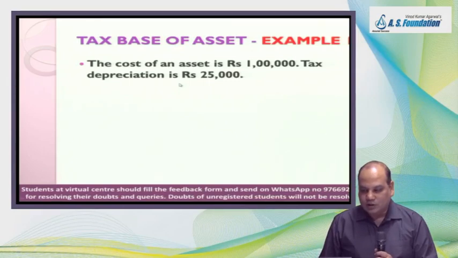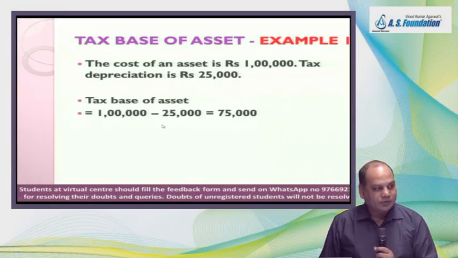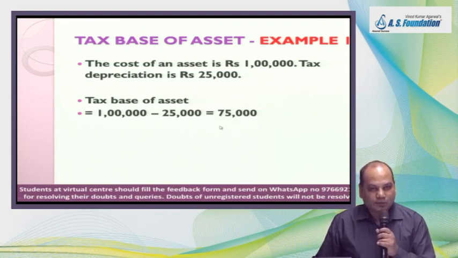Cost of an asset is 1 lakh and you have provided depreciation of 25,000 in this year. Now what is the tax base of the asset after charging depreciation under tax law? So write down, the answer will be 75,000. Because next year or in subsequent years, you will be allowed a deduction of rupees 75,000. Okay.